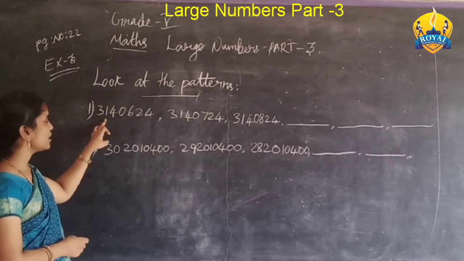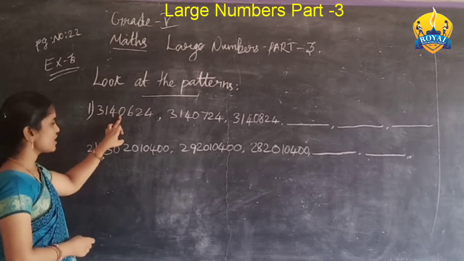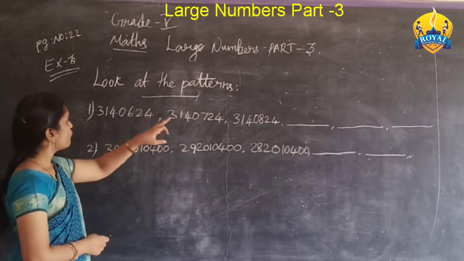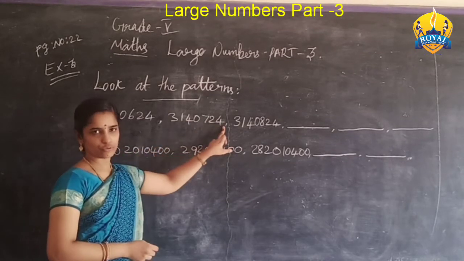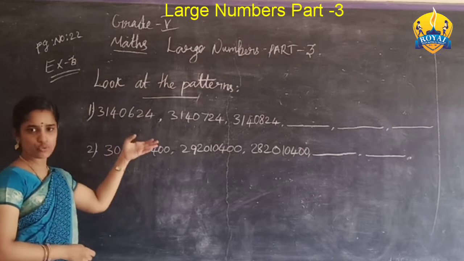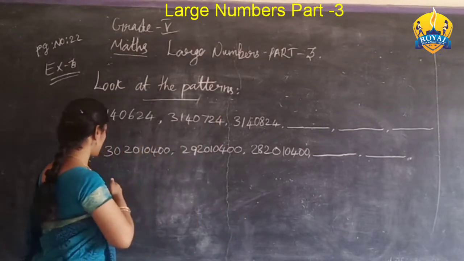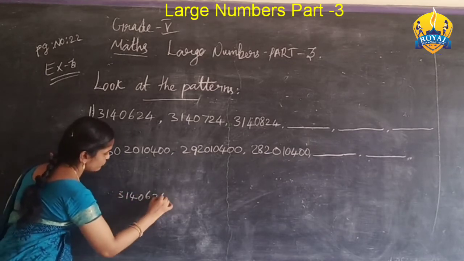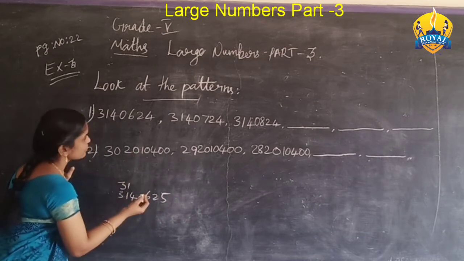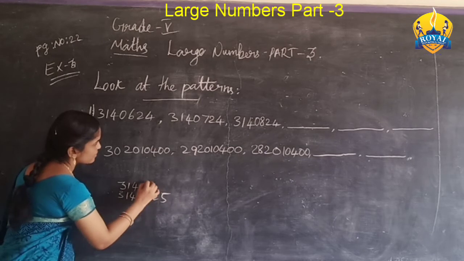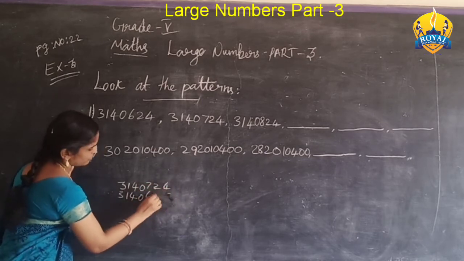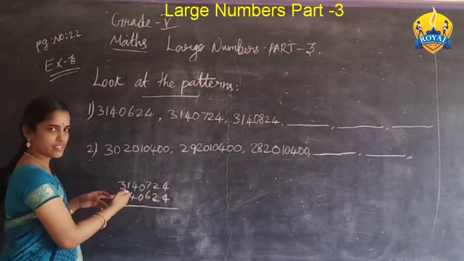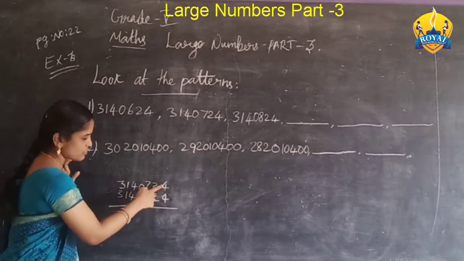31,40,624. You read it as the number 31,40,624. Okay, the next one is 31,40,724. Here, what is the difference between the first two numbers? You subtract these two numbers, and we get the answer. The first is 31,40,624, and the second number is 31,40,724. So we subtract these two numbers, and we get the difference between the two numbers.